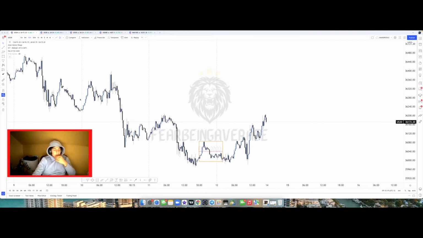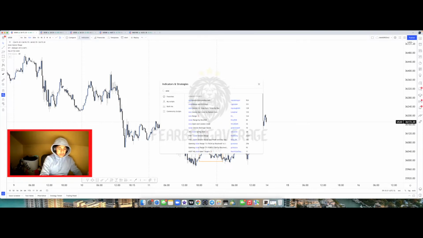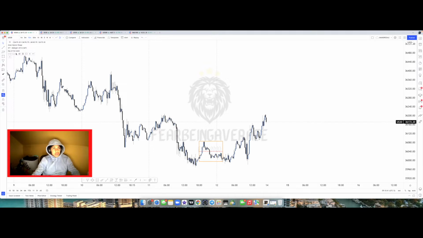And for those that don't know the Asian session indicator that I use on a daily basis, because I know a couple of you be confused on where this orange box comes from, all you got to do is go to indicators, look up Asian session. It'll be the FXN Asian session range by Rob Minty. And if you want to see my settings on it, here you go.